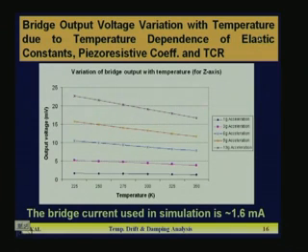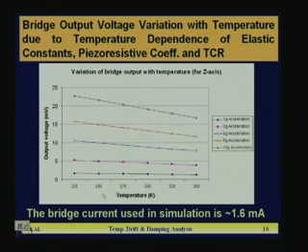Now this curve shows the bridge output voltage variation with temperature due to the temperature dependence of elastic constant, piezoresistive coefficient and TCR all together, because at the end it is very difficult to find out who is going to play how much variation. So the overall variation is plotted in this curve, and you can see that from 225 to 325 the total output voltage variation is not small for 1G, but for 1G and 3G the total variation is almost very small, negligible.